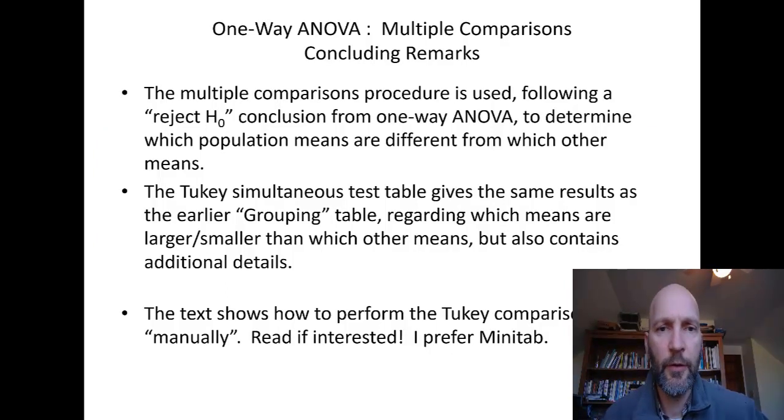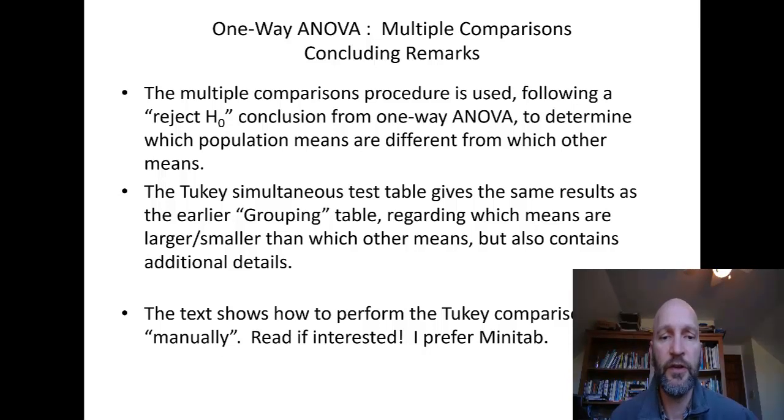Okay, here are a couple of closing remarks for this video. First of all, we used a multiple comparison procedure after we rejected the null hypothesis for a one-way analysis of variance test in order to determine which population means are different from each other. And there were a couple of ways that we did that. We looked at the grouping, but we also looked at the Tukey simultaneous test results. And that is a little bit more informative than just looking at the grouping table because it lets us determine how big the differences are when they are there.